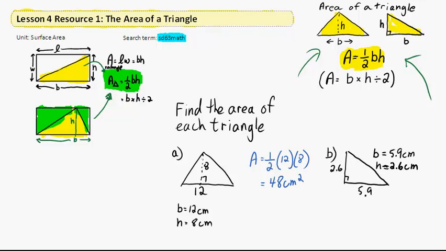Try another. We don't have to have whole numbers. What is the area of the triangle in which the base is 5.9 centimeters and the height is 2.6 centimeters? Once again, using the formula that the area is 1/2 the base times the height, 1/2 times 5.9 times 2.6. Well, that's equal to 7.67 centimeters squared. And that is the formula for the area of a triangle.